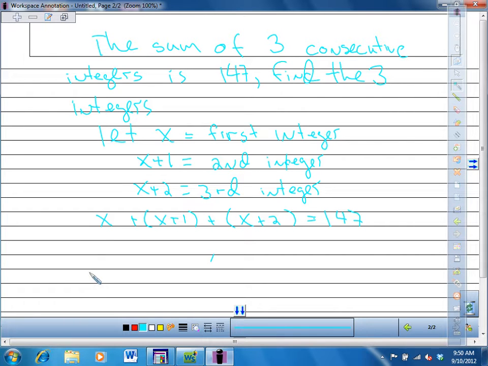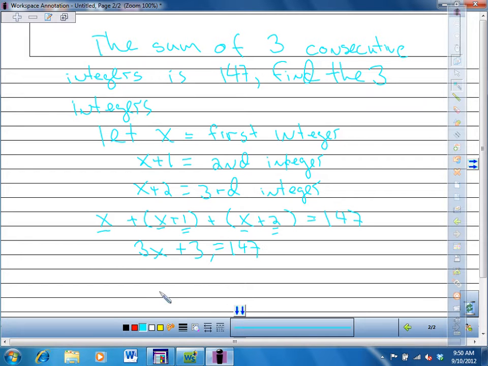Now all I have to do is put all my x's together, and all my numbers together. All together, how many x's do I have on this side of the equation? 3x. 1x, 2x, and 3x's. So I know that 3x, how many numbers do I have on this side of the equation? 3. 1 plus 2 is 3. 3x plus 3 equals 147.